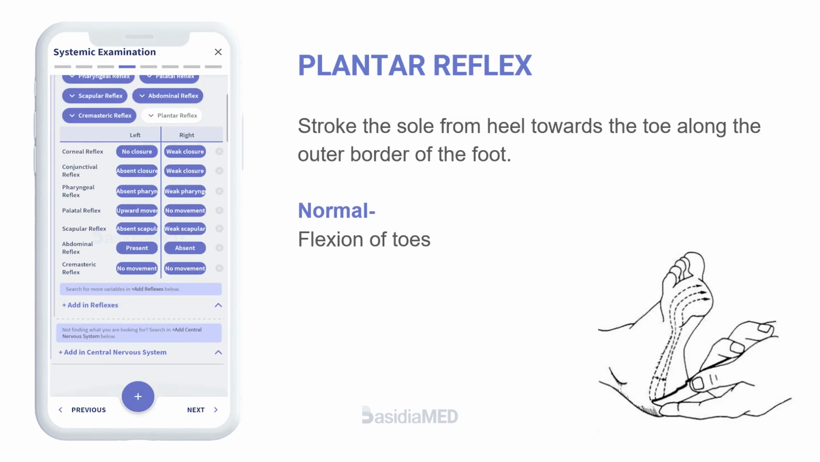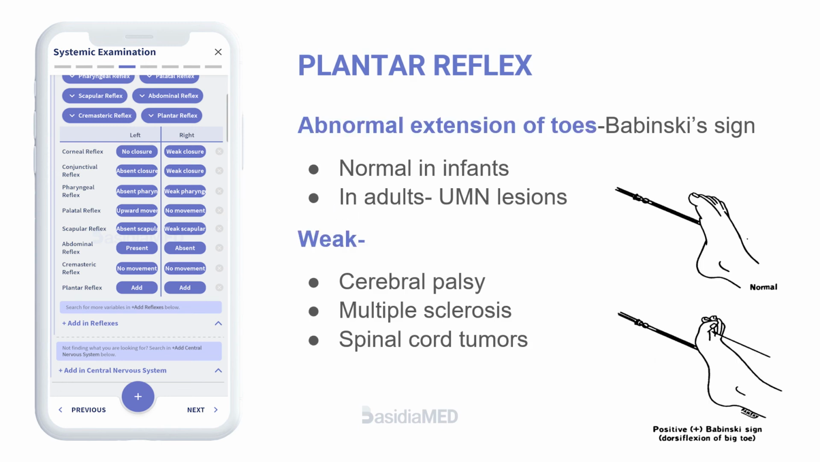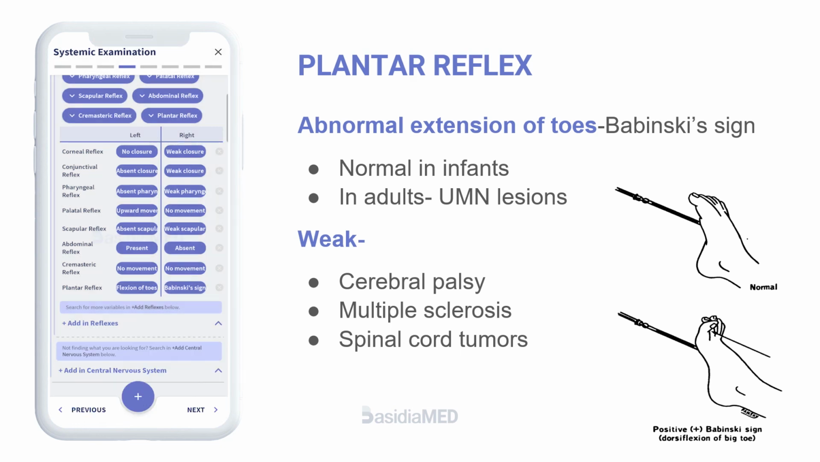Plantar reflex is elicited by stroking the sole from heel towards the toe, along the outer border of the foot. Normally there is flexion of toes. Abnormal extension of toes is called Babinski's sign, which is seen in upper motor neuron lesions involving the corticospinal tract. It is a normal response in infants. Babinski's reflex is weak in disorders such as cerebral palsy, multiple sclerosis, and spinal cord tumors.